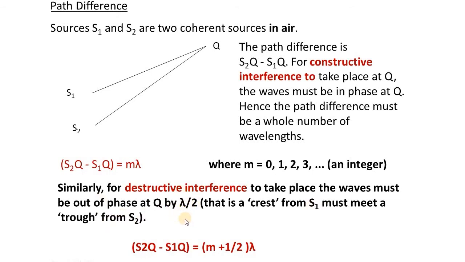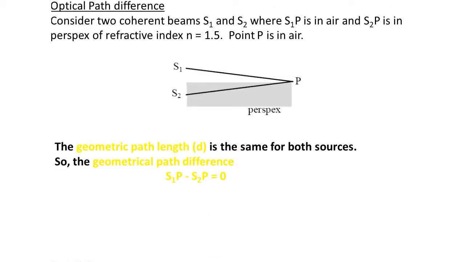So normally I can write that the condition for the path difference for the occurrence of destructive interference should be S2Q minus S1Q is equal to (m plus half) times an integral multiple of lambda. This is a half integral multiple of lambda, with m taking integer values. So next is the optical path difference.